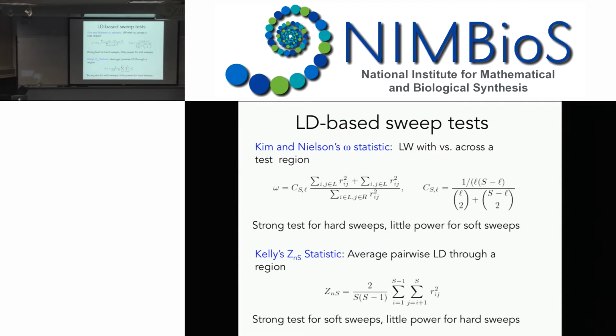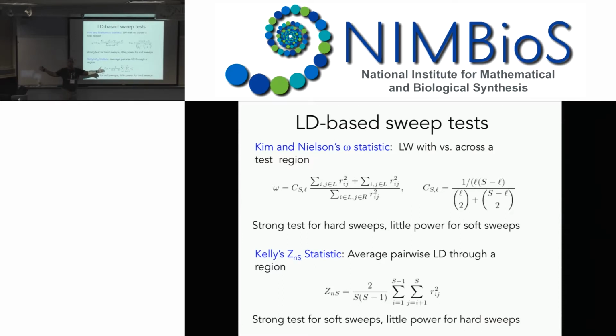That should give me a strong signal because basically I've got little cross-site LD, but lots of LD within a given site. That's a strong test for hard sweeps, but very little power for soft sweeps. Conversely, John Kelly's Z in S statistic, and S basically is the number of sites that you look at, looks at average pairwise LD through a region. So I get a given region, I look at S segregating sites, and I simply compute all the pairwise correlations among those sites. This is a strong test for soft sweeps, but has little power for hard sweeps.